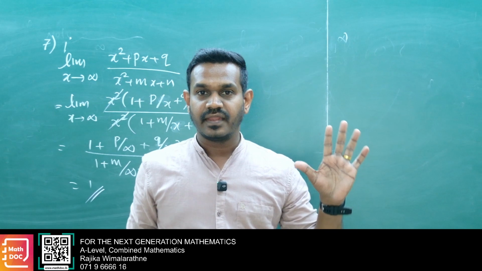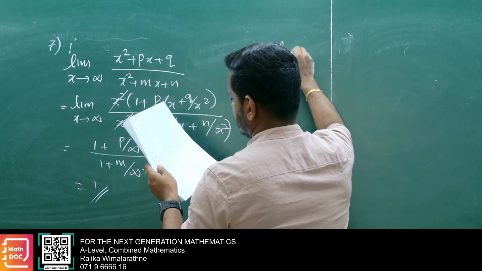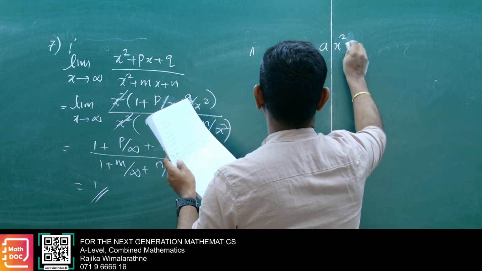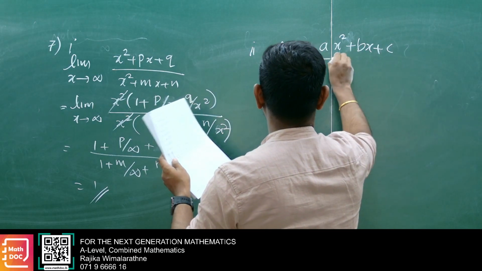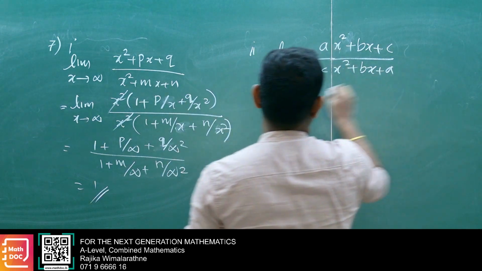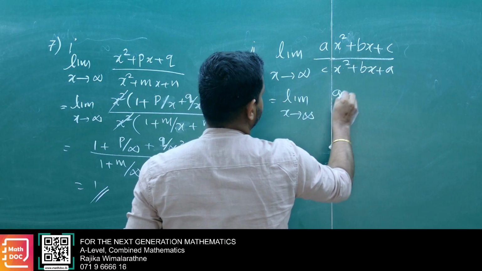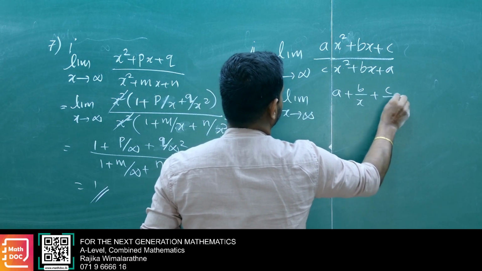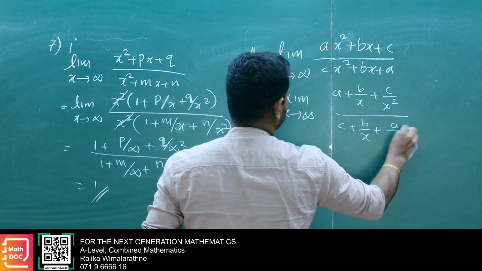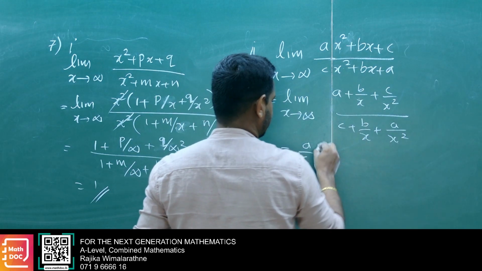Okay. Then second part, limit x goes to infinity, (ax square plus bx plus c) over (cx square plus bx plus a), divide by x square. The answer is a over c.